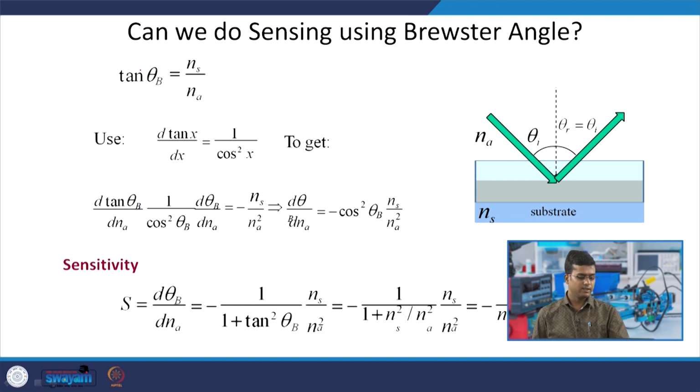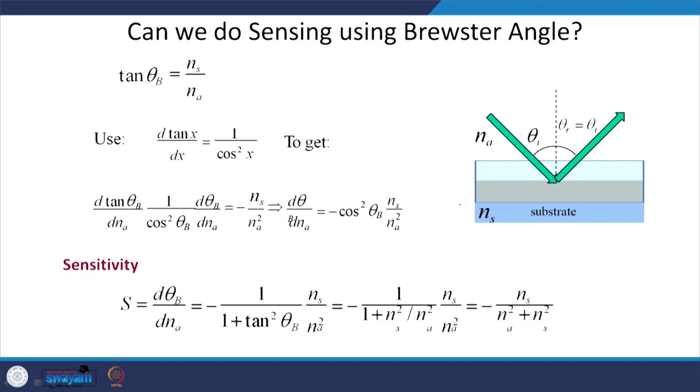So, tan theta b was given by ns by na. Now, I have put ns as n2 and this as n1, and why I write a and s is that s is for substrate and a is for analyte. Analyte is the medium which we are trying to sense. So, I already have a substrate, suppose a glass slide, I put a drop of water, and I want to see the Brewster angle.